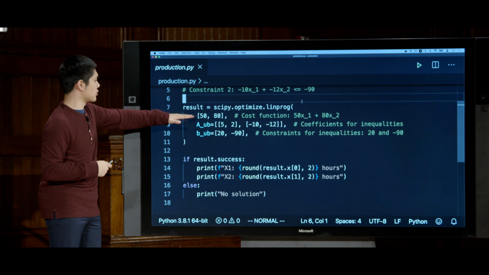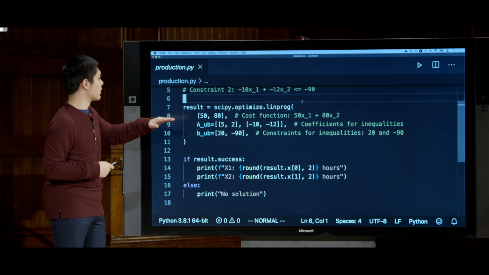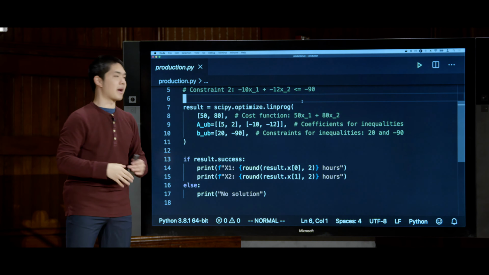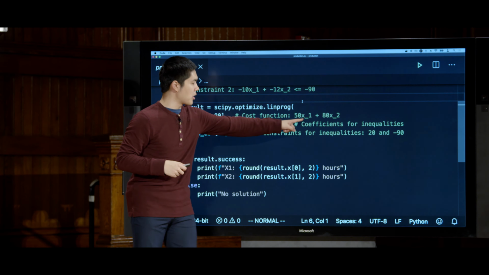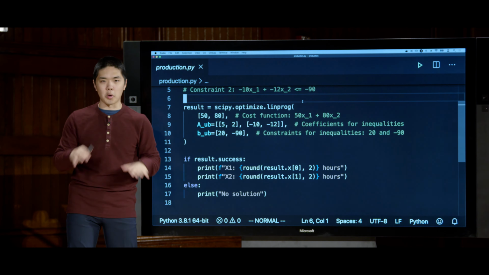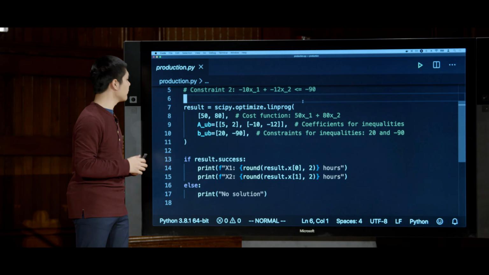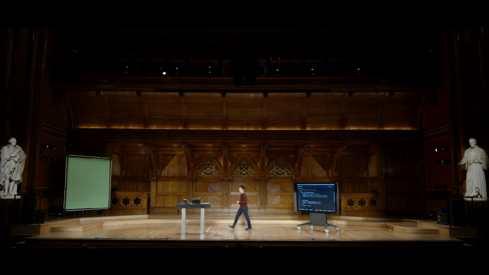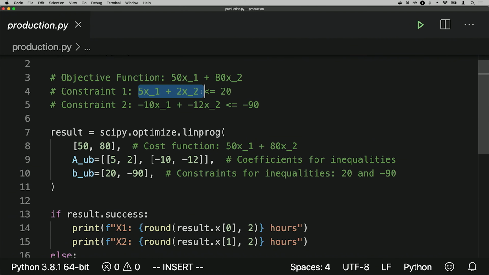But the first argument to scipy.optimize.linprog is the cost function, which is in this case just a list that has 50 and 80, because my original cost function was 50 times x1 plus 80 times x2. So I just tell Python 50 and 80, those are the coefficients that I am now trying to optimize for. And then I provide all of the constraints. So the constraints, which I wrote up above in comments, are: constraint 1 is 5x1 plus 2x2 is less than or equal to 20. And constraint 2 is negative 10x1 plus negative 12x2 is less than or equal to negative 90.